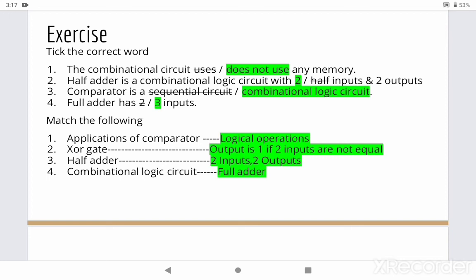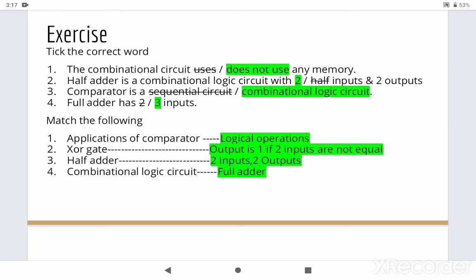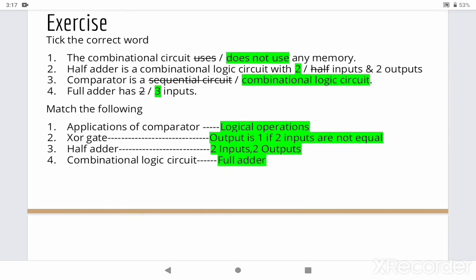Then the next category is match the following. Applications of comparator. Logical operations. XOR gate. Output is 1 if 2 inputs are not equal. Half adder, 2 inputs, 2 outputs. Combinational logic circuit, obviously full adder.